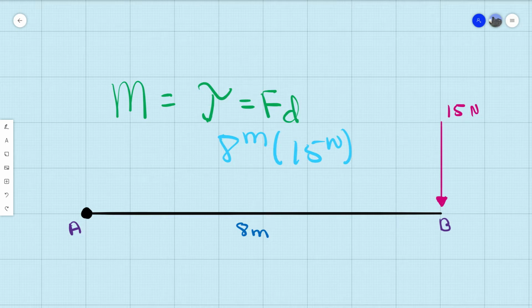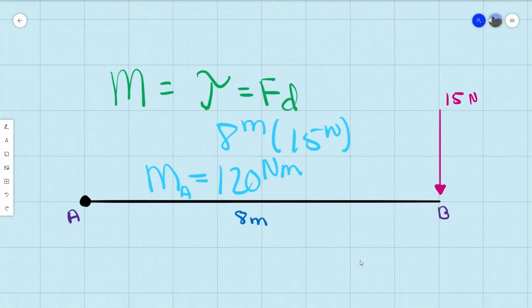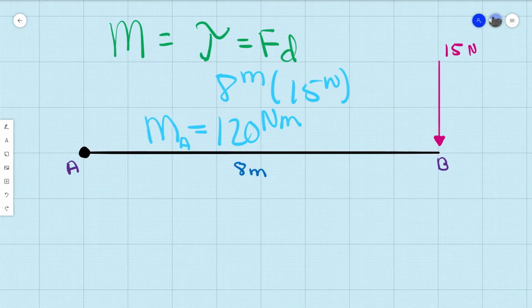And that is 120 Newton meters. Now, that number is based on point A, the moment generated by the force with respect to point A. Now, let's say I'm going to slide up. I want to find the moment about point B, because a moment is subjective.